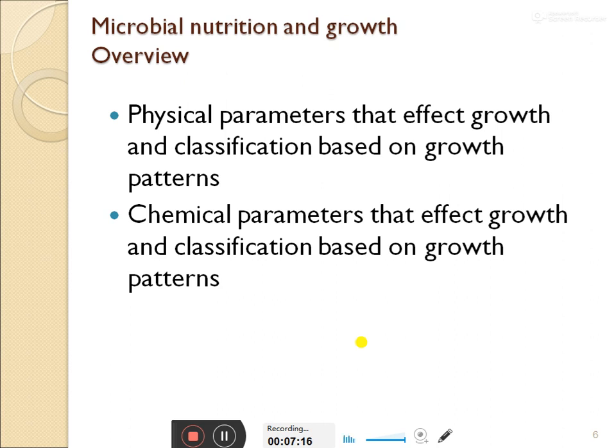There are also physical parameters which affect the growth of microorganisms, and classification can be done based on this. There are certain chemical parameters, or chemical requirements, that bacteria require for their growth, and classification can also be done based on the chemical parameters required for the growth of bacteria.